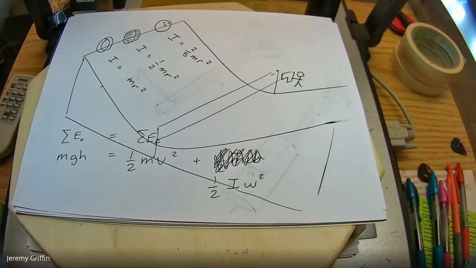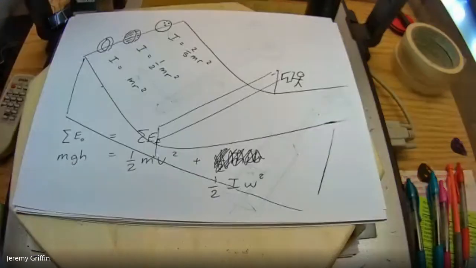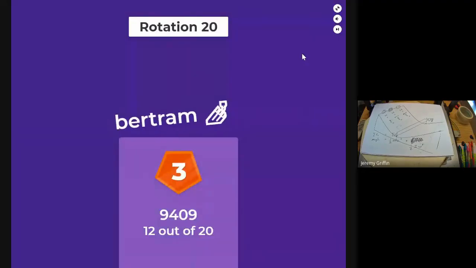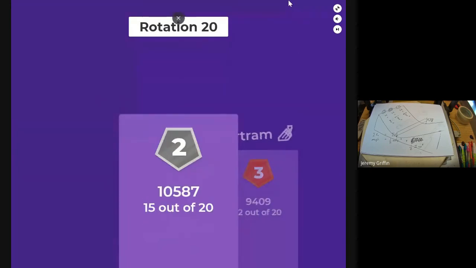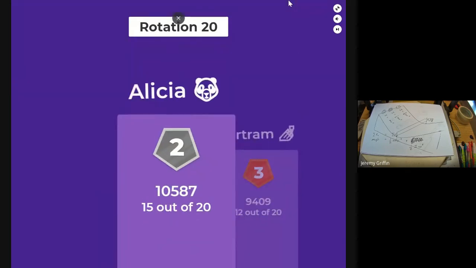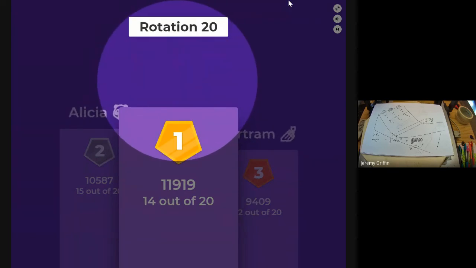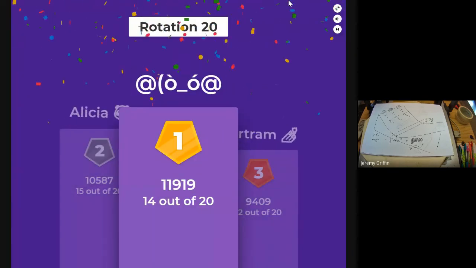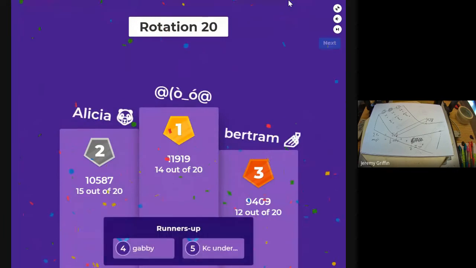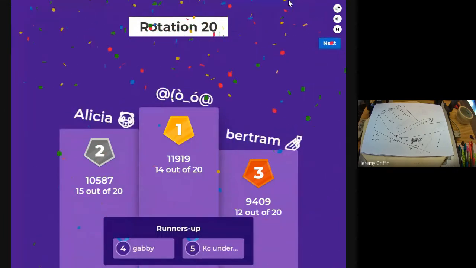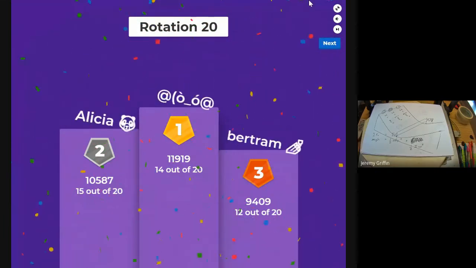Okay, let's check out this winner's podium. We got, with the bronze, Bertram. With the silver, Alicia. And the gold, Caterpillar. And our runners-up are Gabby and Casey Undercover. All right, nice job, guys. Nice job.